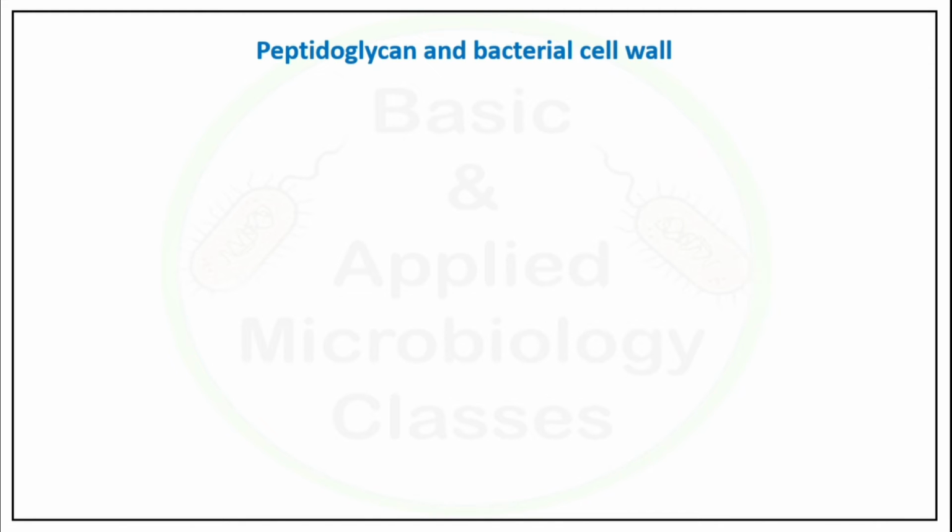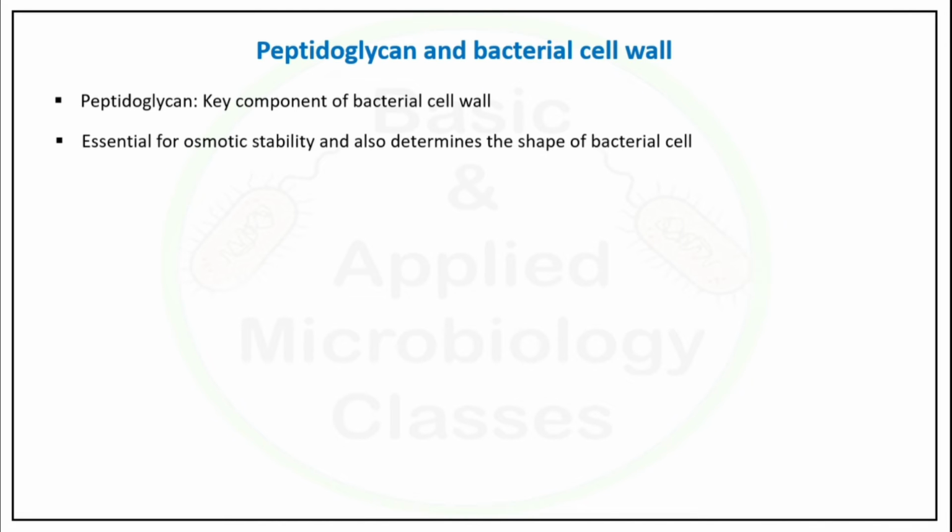Peptidoglycan, we all know, is a key component of bacterial cell wall. Whether we talk about gram-positive bacteria or gram-negative bacteria, for both types, peptidoglycan is one of the key components forming the cell wall. As far as the role and functions of peptidoglycan are concerned, peptidoglycan is essential for maintaining osmotic stability of the bacterial cell, and it also determines the shape of the bacterial cell.